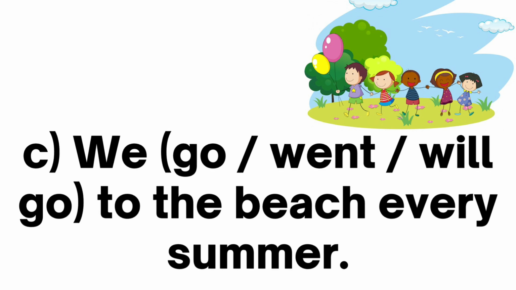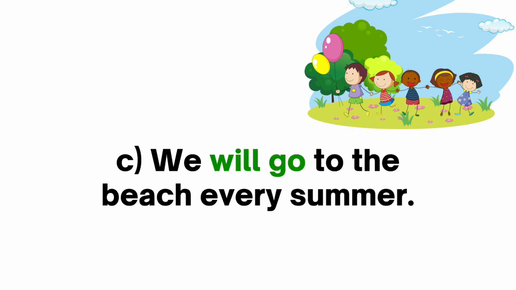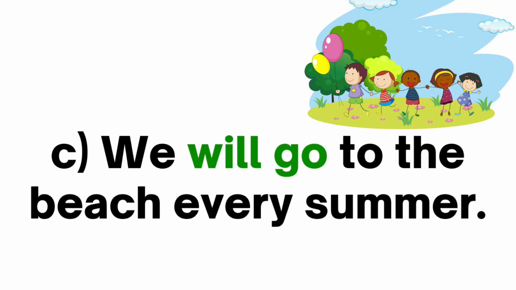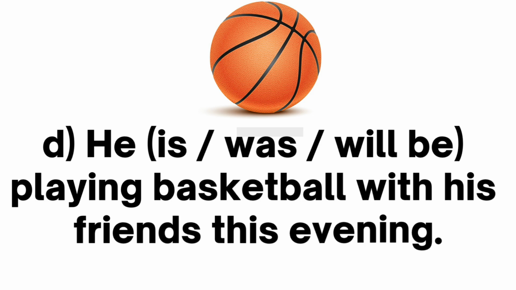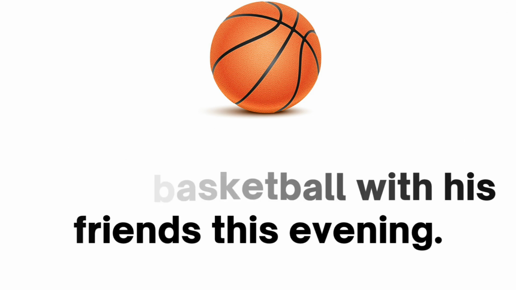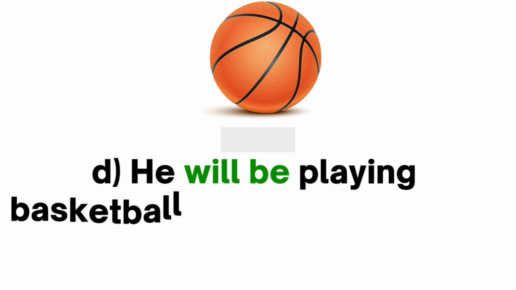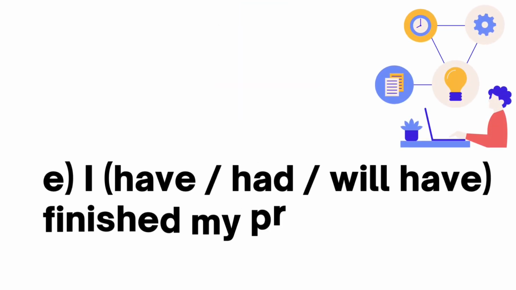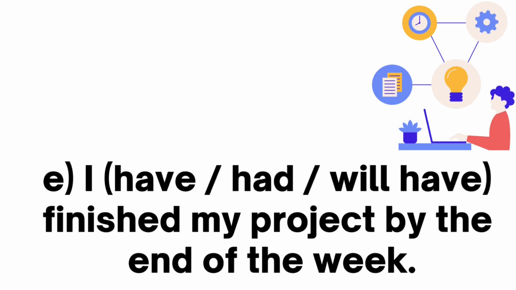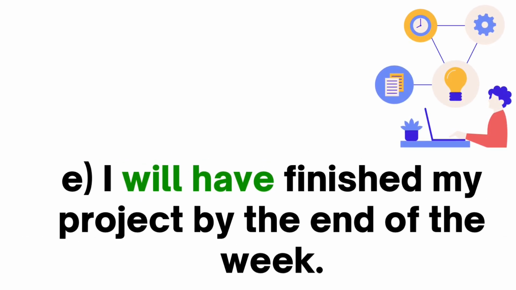C. We go, went, will go to the beach every summer. We will go to the beach every summer. D. He is, was, will be playing basketball with his friends this evening. He will be playing basketball with his friends this evening. E. I have, had, will have finished my project by the end of the week. I will have finished my project by the end of the week.